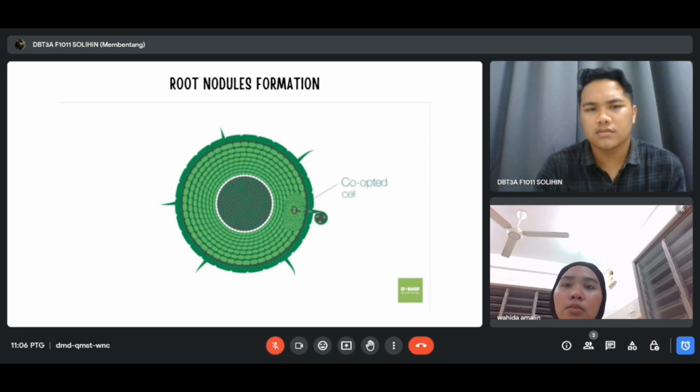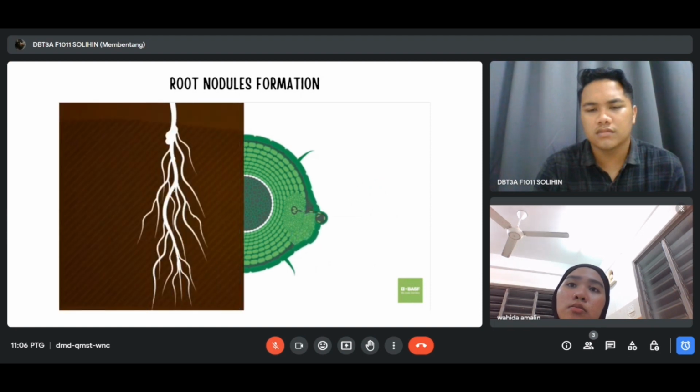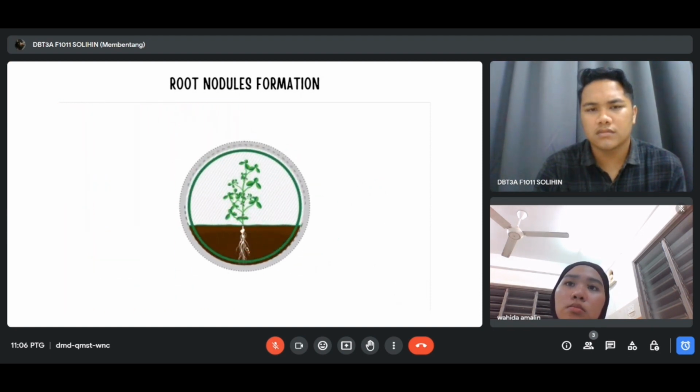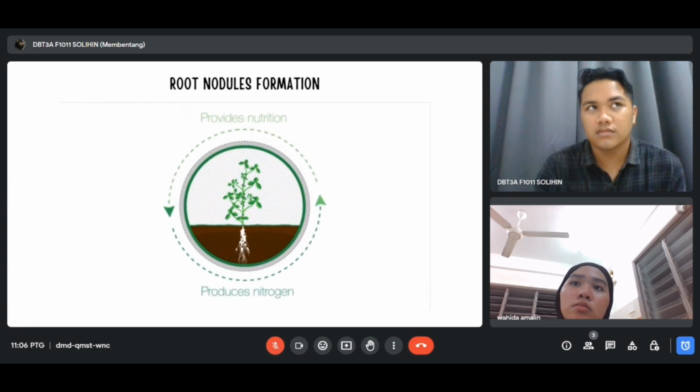The Rhizobia move into the co-opted cell, and a symbiotic, mutually beneficial relationship is established. A distinctive nodule begins to form as these cells divide. The Rhizobia receive nutrition from the plant. In turn, they produce nitrogen in a form used by the soybean plant for growth and grain production.